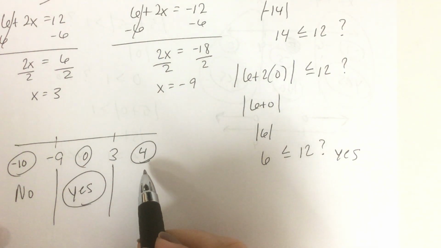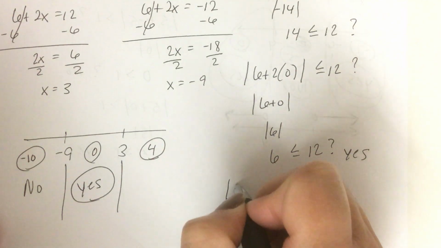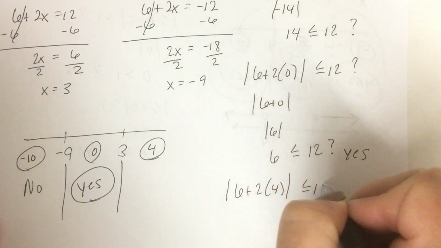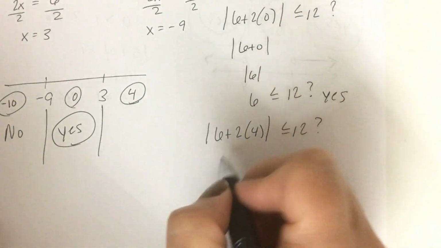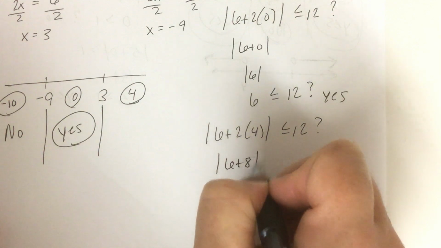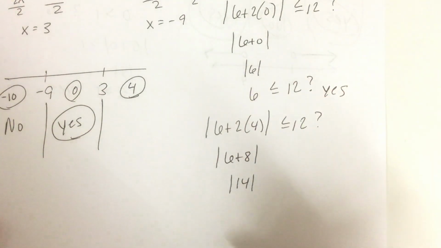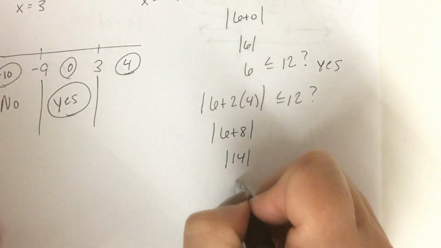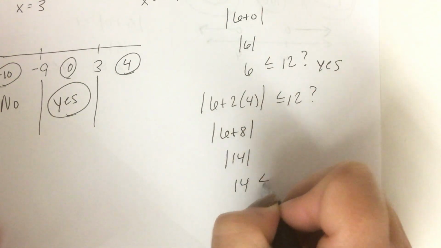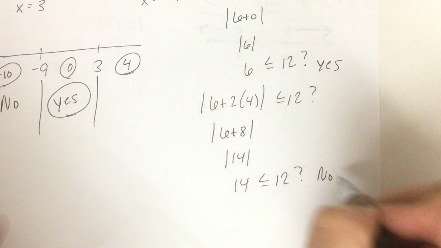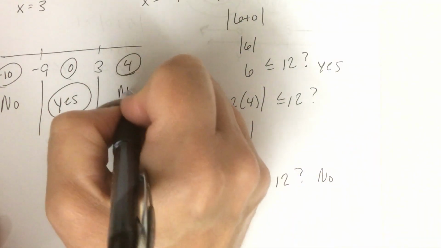Now the last number I need to pick is a 4. Absolute value of 6 plus 2 times 4 is less than or equal to 12. 2 times 4 is 8, so I have 6 plus 8. 6 plus 8 is 14, so I have the absolute value of 14. Absolute value of 14 is regular 14. Is that less than 12? No, it is not. So I have a no there.